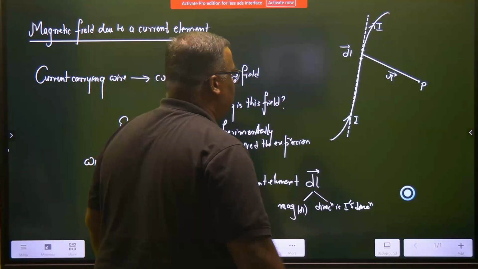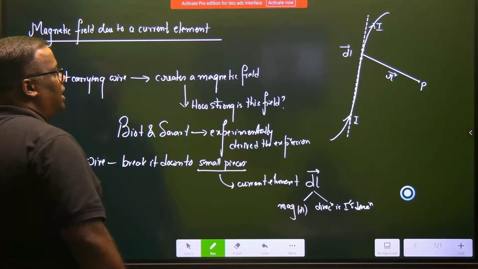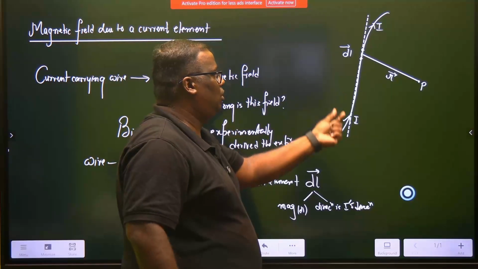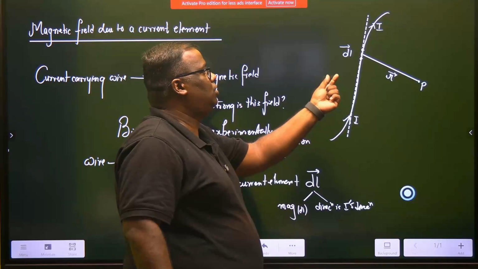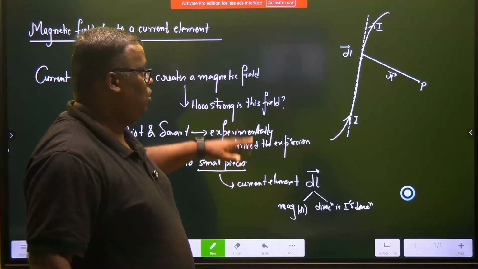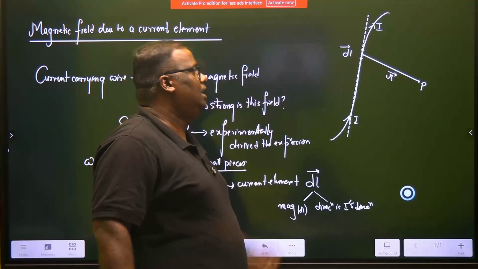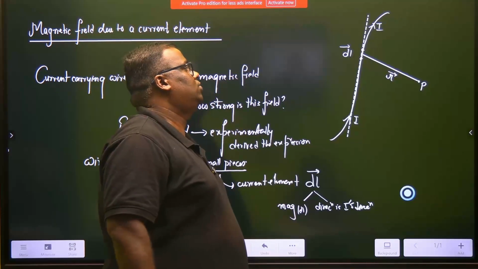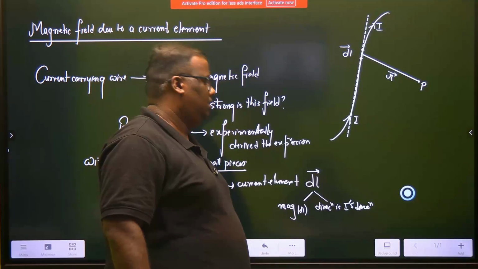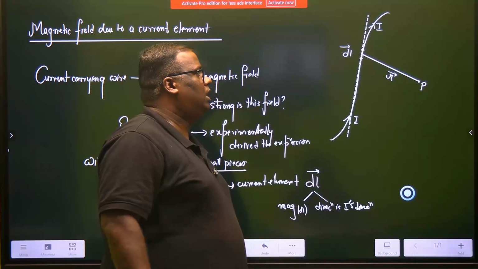So write down two things. Consider a wire carrying a current I in it, and a small portion of the wire, and the wire is broken into small pieces. Each piece constitutes a current element. A current element is a vector whose magnitude is equal to dl, and its direction is the direction of the electric current at that particular element.